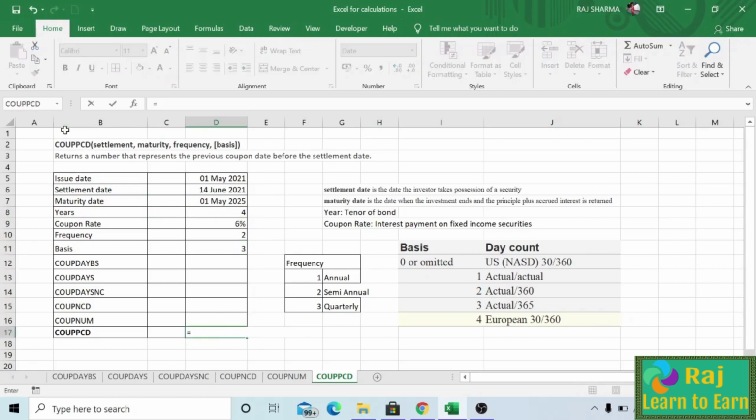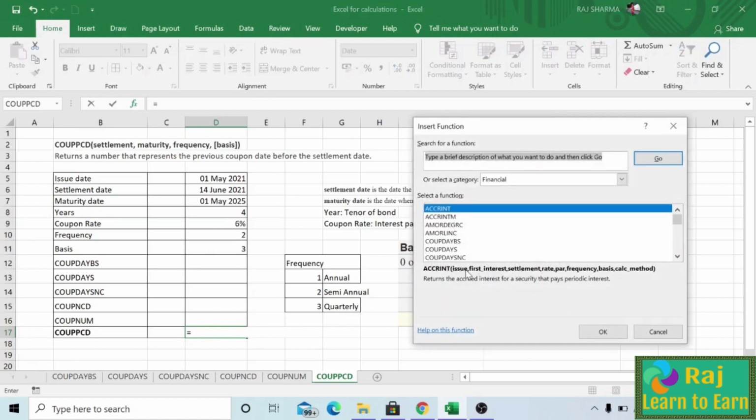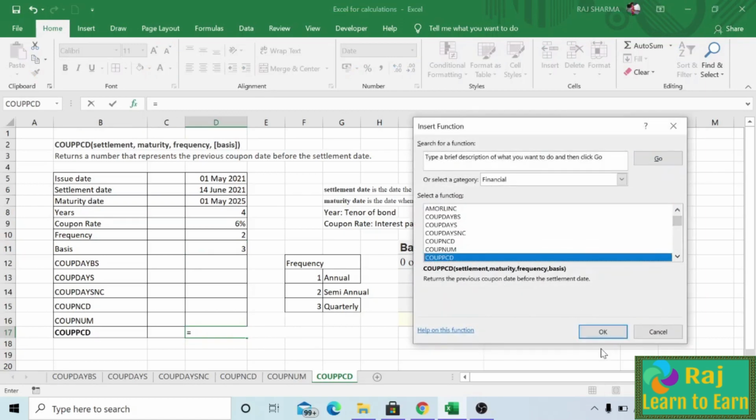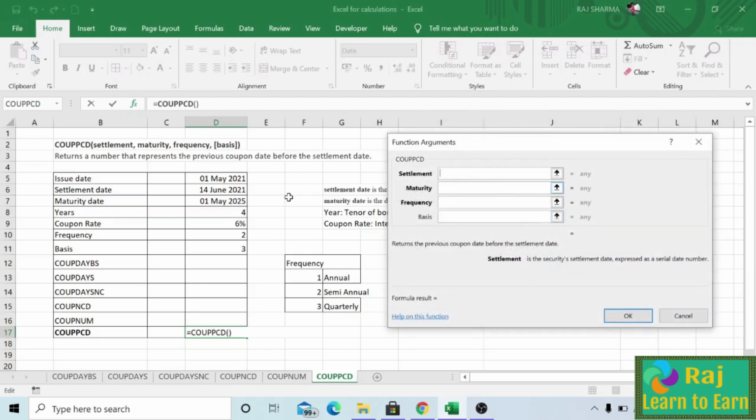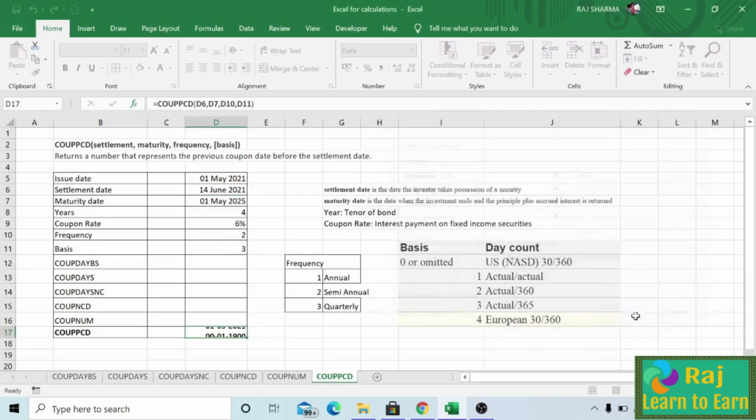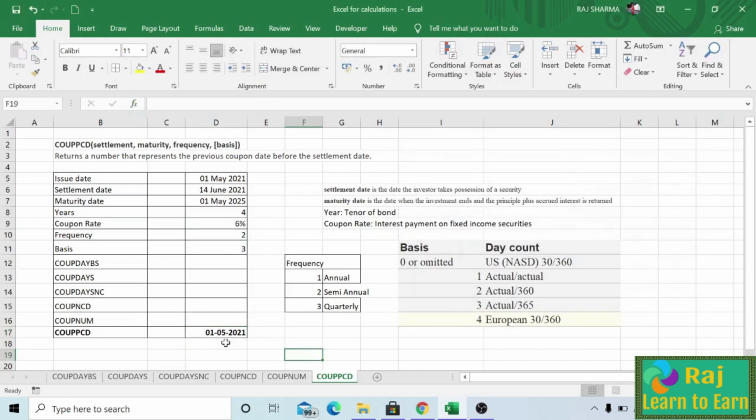So let's put the formula COUPPCD. And put settlement date, maturity date, frequency, and then the basis. So it gives me the date of 1st of May 2021. That means no coupon has been paid in between. This is the issue date.